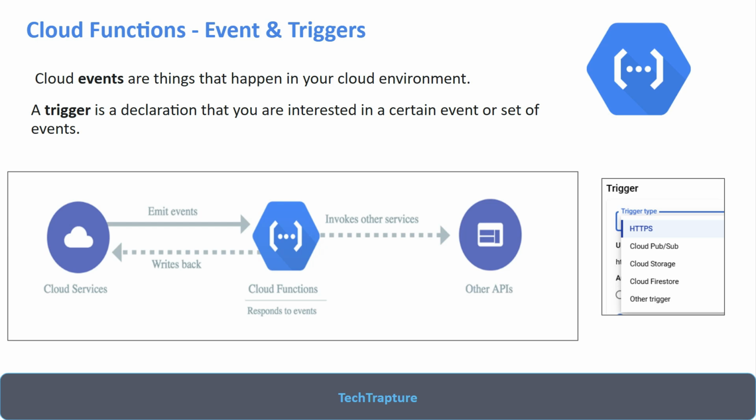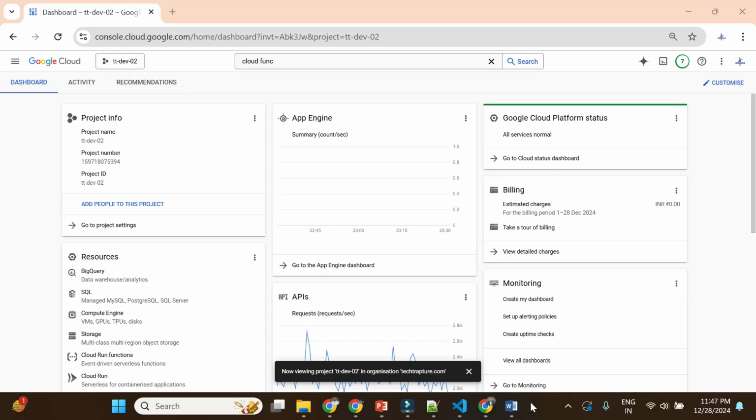Now what I will do, I'll go to the Google Cloud Console and we'll see our first demo with a cloud function, and I'll also try to explain these concepts like events, triggers, first generation, second generation, and the difference between first generation and second generation on our console. So let's go to the Google Cloud Console now.